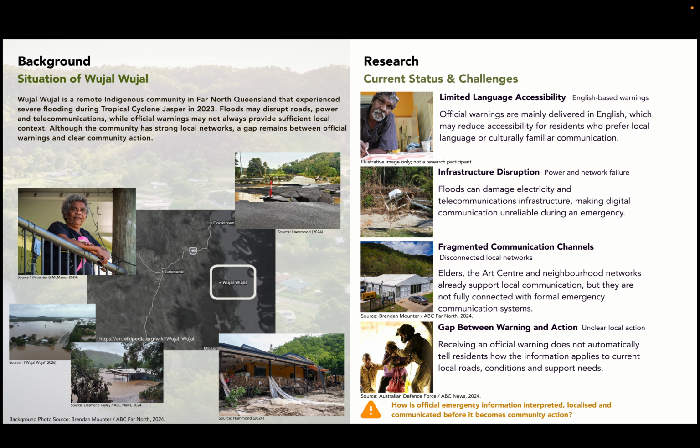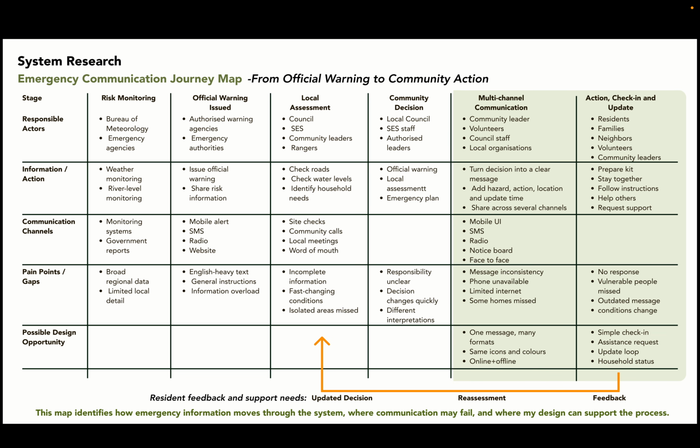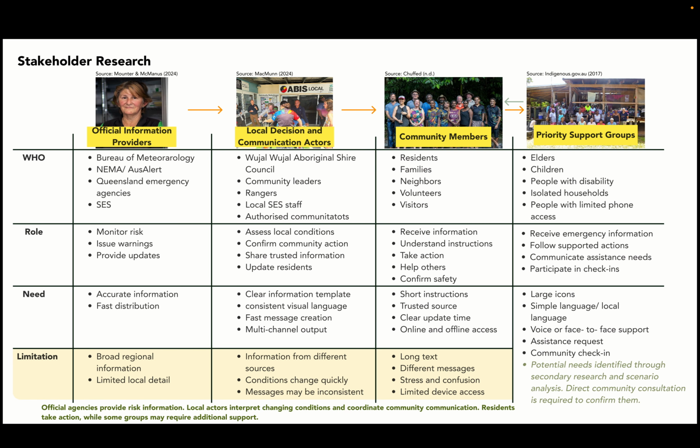My research identified four main problems: language accessibility, infrastructure disruption, fragmented communication, and the gap between official warning and clear local action. I mapped the emergency journey from official warning to resident action to understand where communication may fail. I identified official agencies, local communicators, residents, and the people who may need additional support.